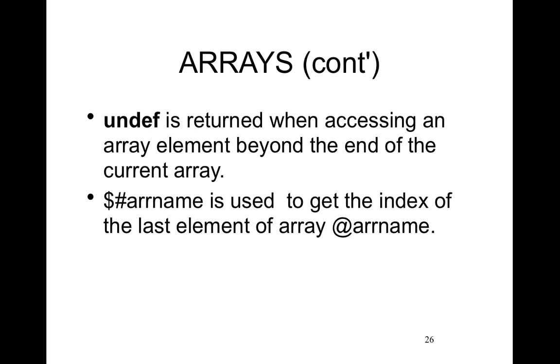Let's see. Undefined is returned when accessing array elements beyond the end of the array. So instead of saying it doesn't exist or returning something that wasn't assigned, the $# followed by the array name is used to get the index of the last element. We saw that before. So anytime you see the number sign in there, you're getting a number of items in the array, which is going to be the last index element.